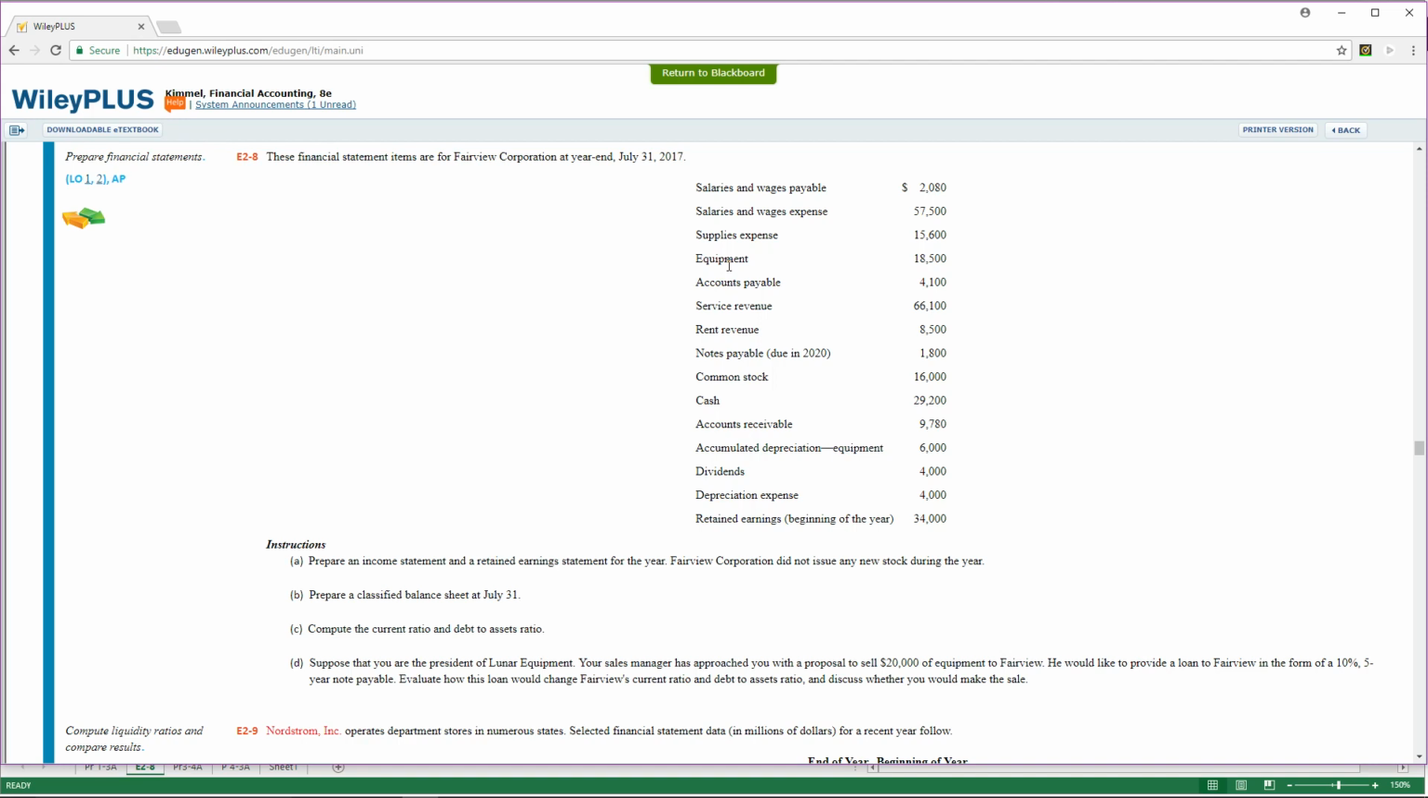Equipment is not going to be sold. It's kept in the business and used to produce revenue. It's going to be kept beyond 1 year, so it's going to be considered a long-term asset.